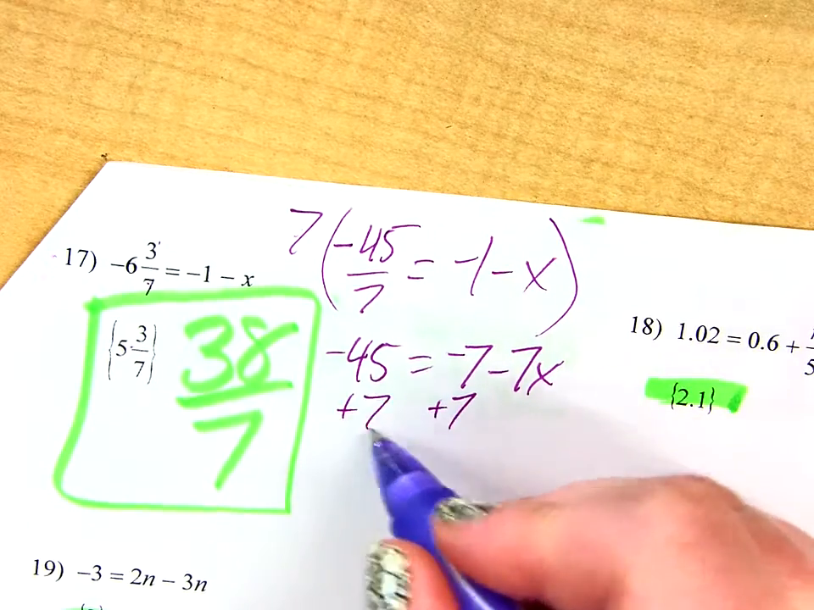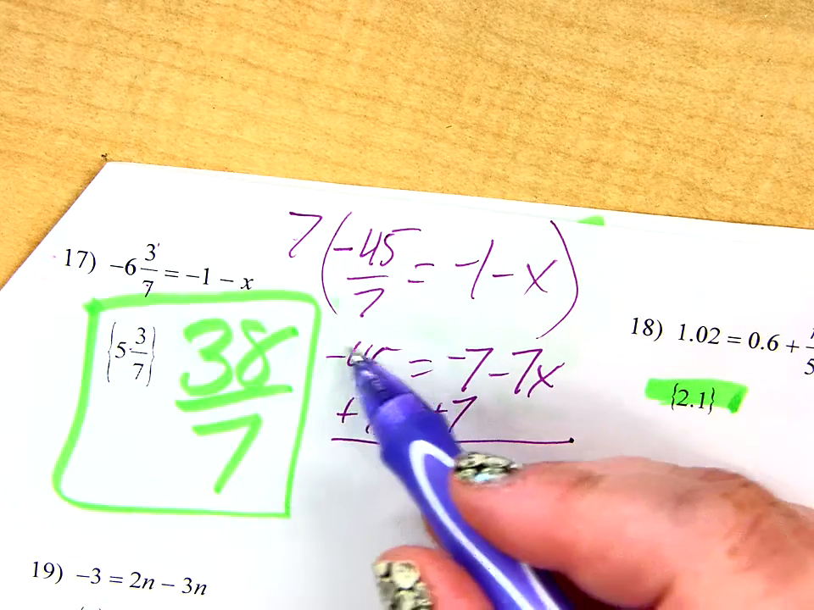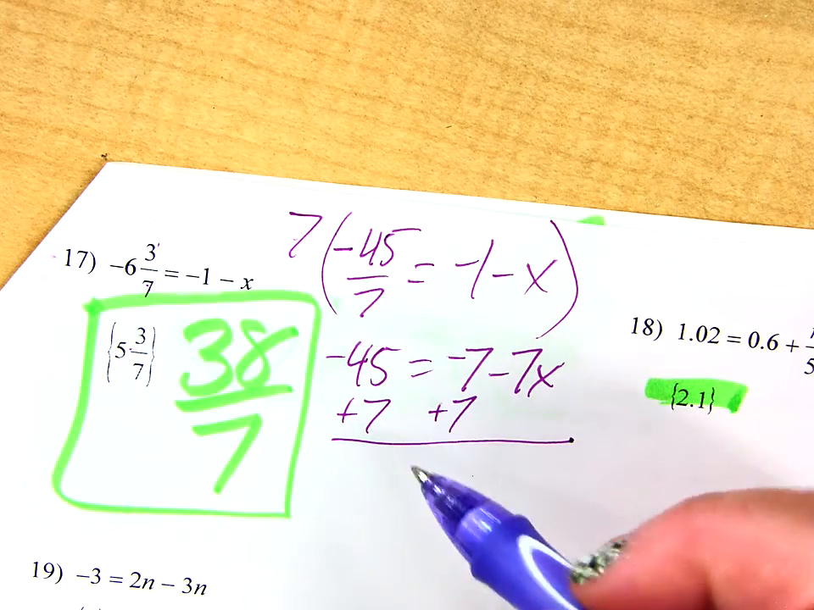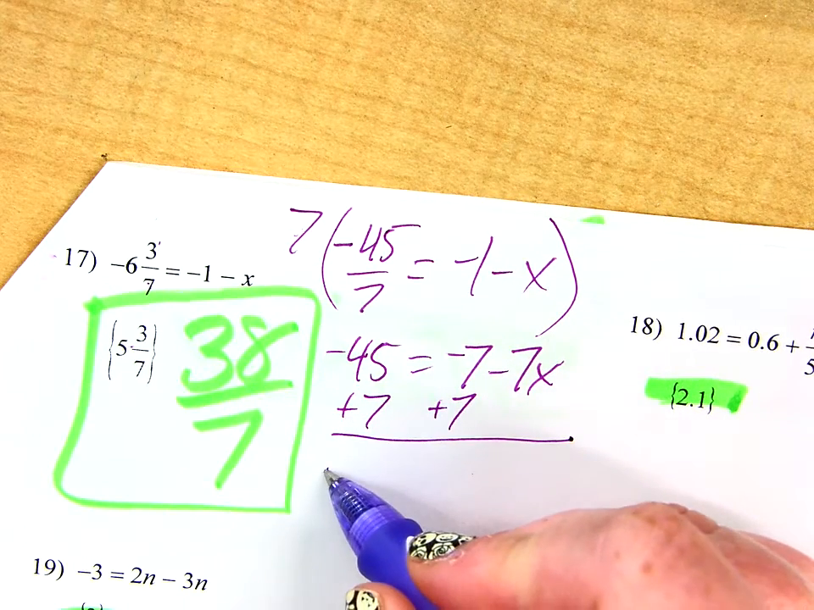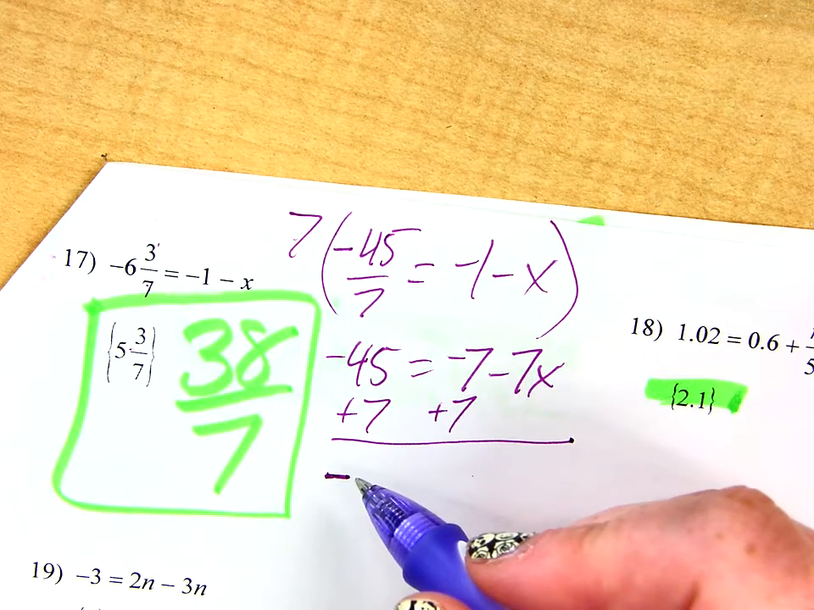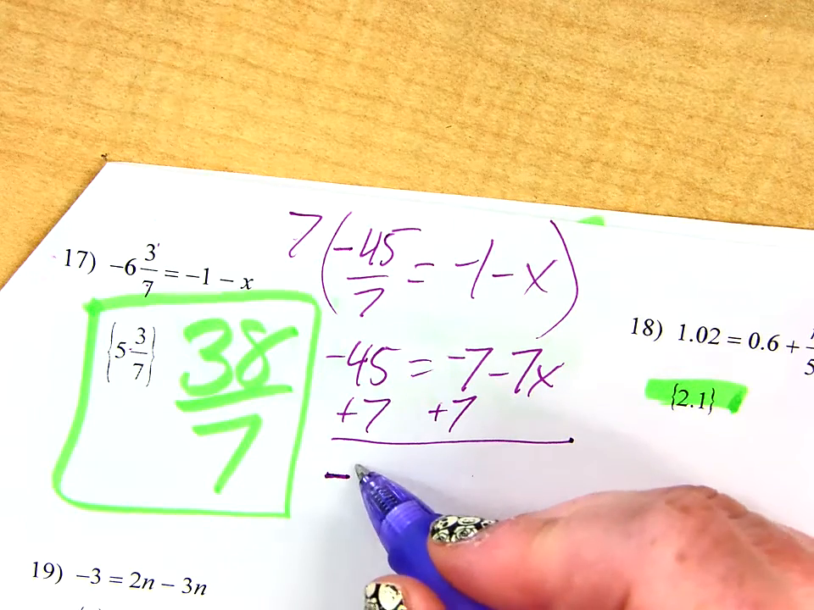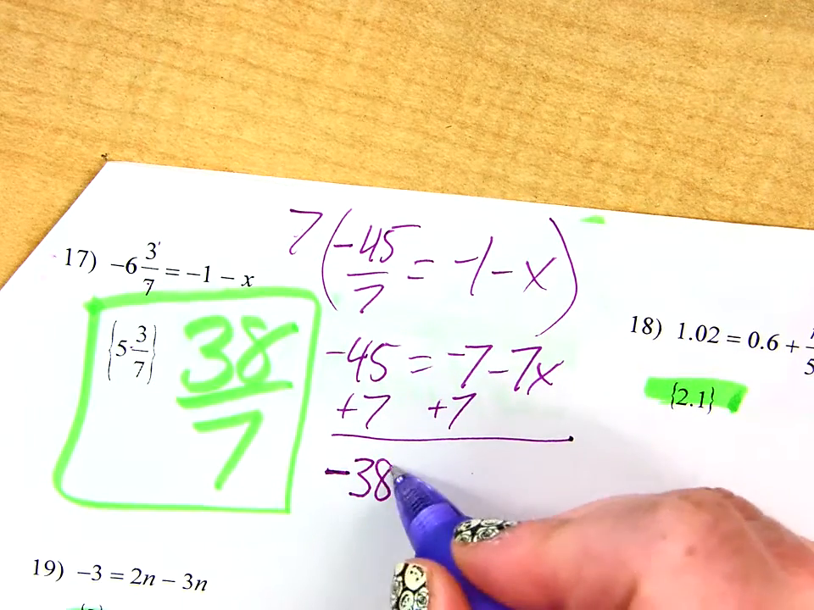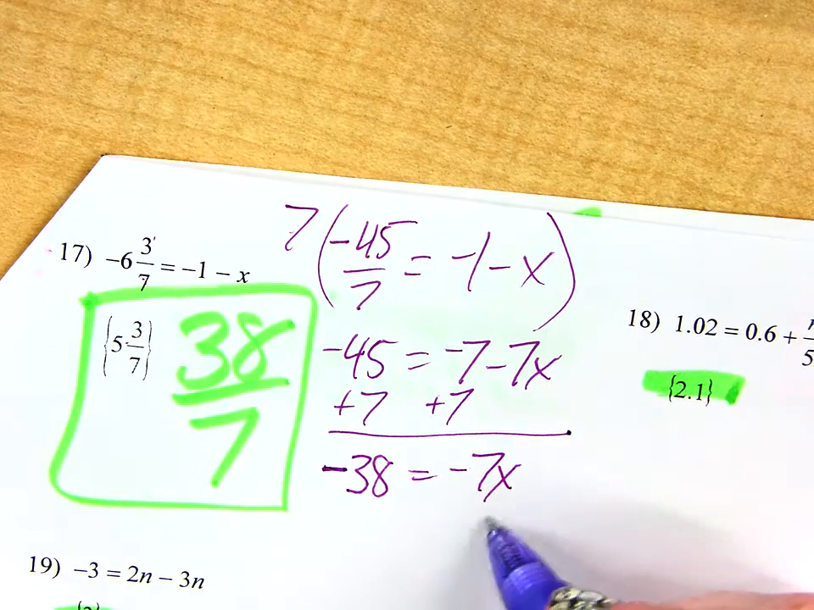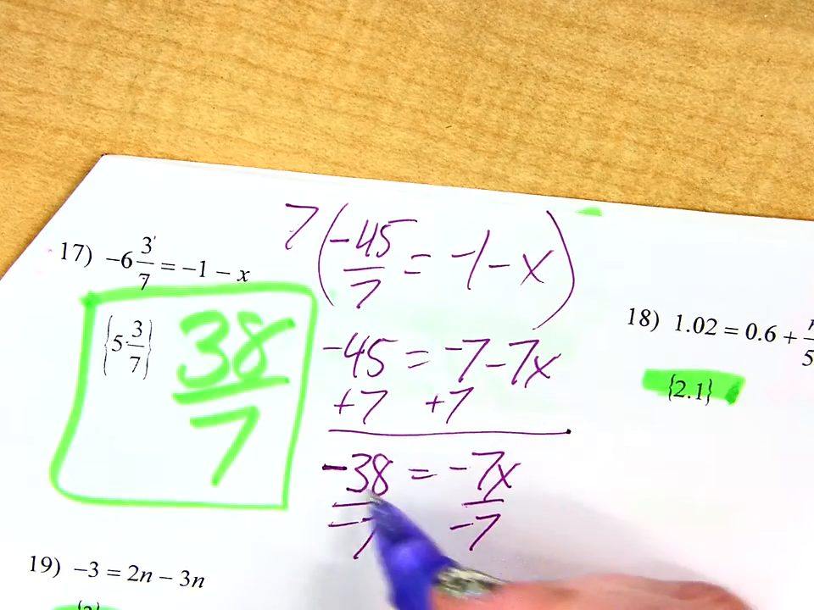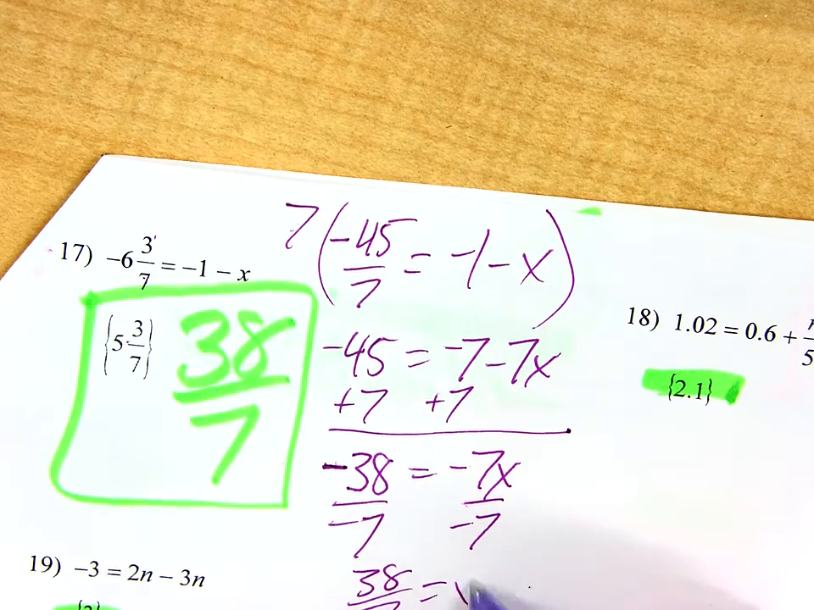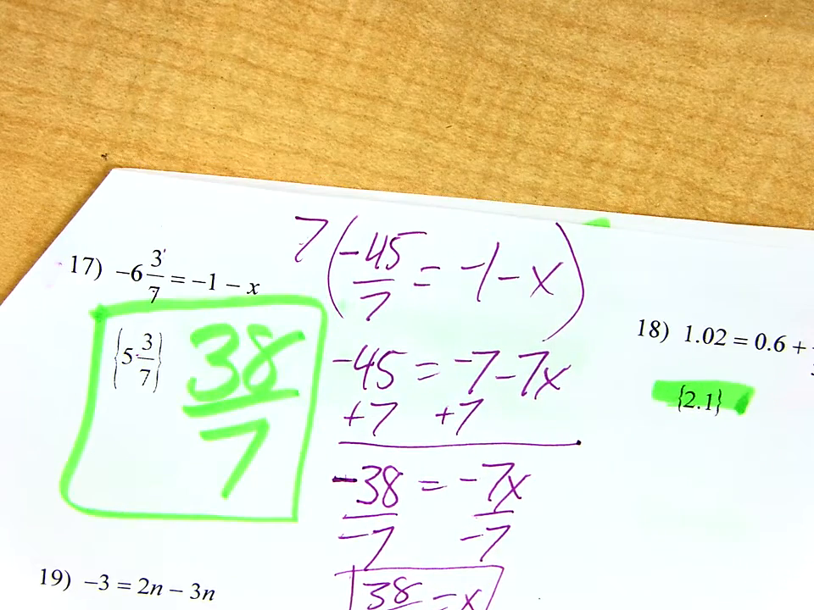Now I want to get x by itself, so I should add 7, and I think this is where I kind of lost a bunch of you. The signs are so important. -45 plus 7, where does that leave you? If I'm down by 45 and I get 7 points, where am I? -38 equals -7x. So now all I have to do is divide both sides by a -7, and that's how I end up making this positive 38/7.